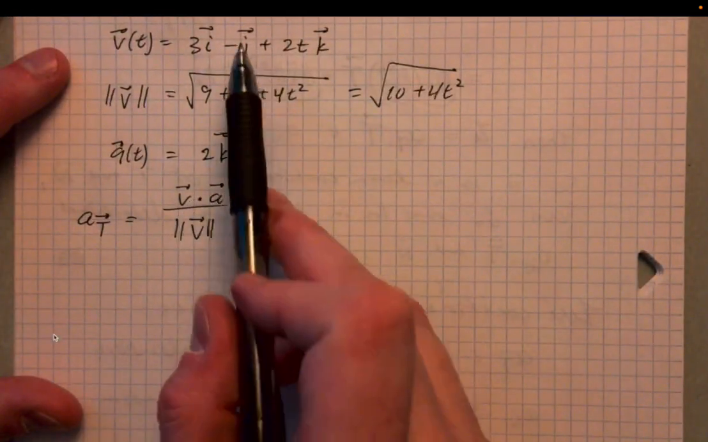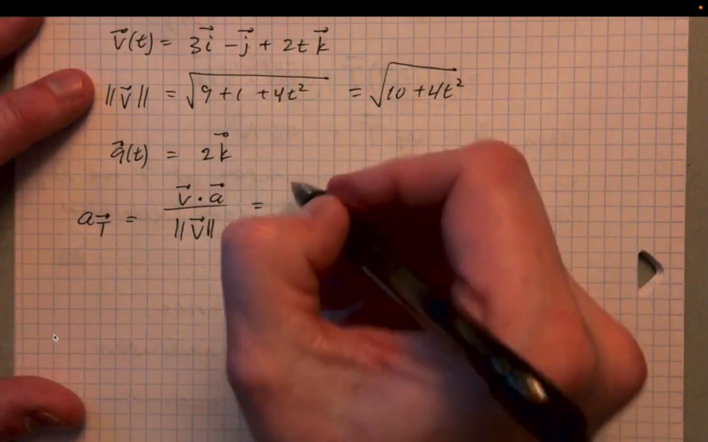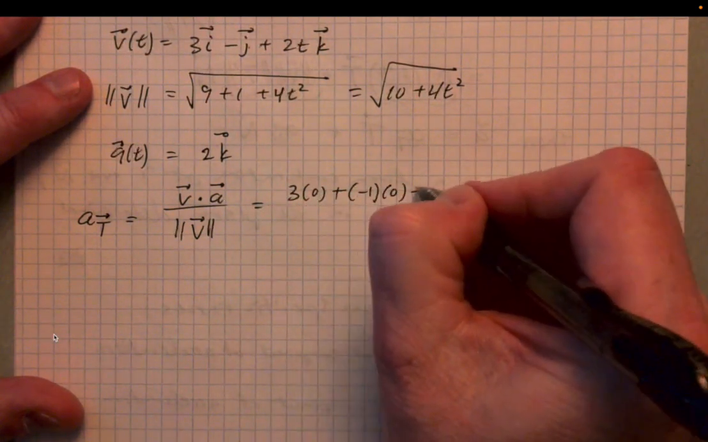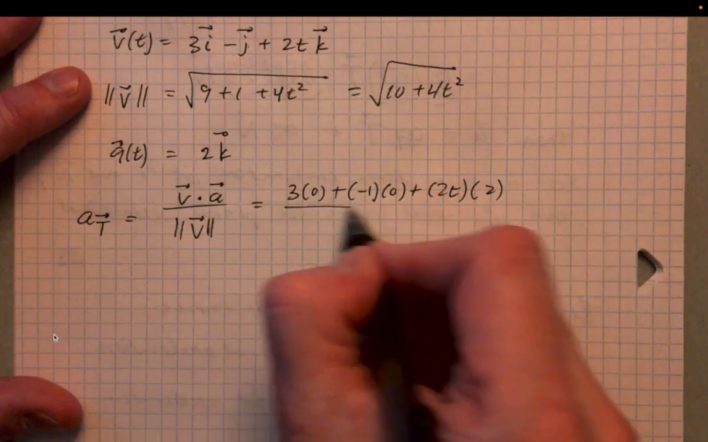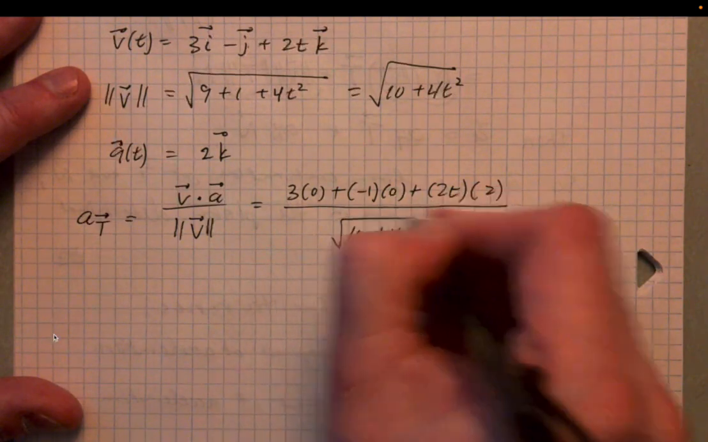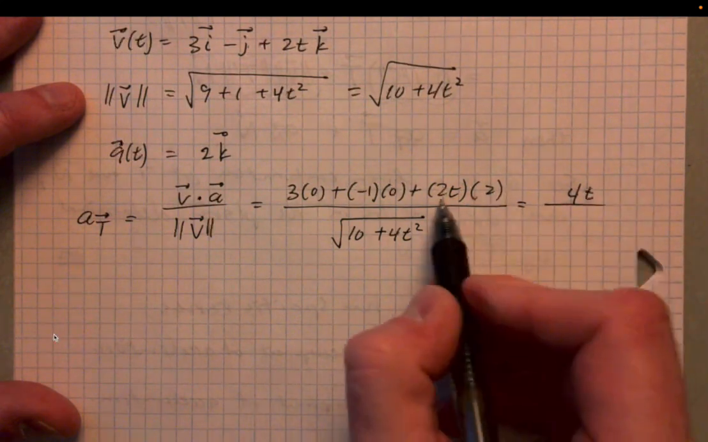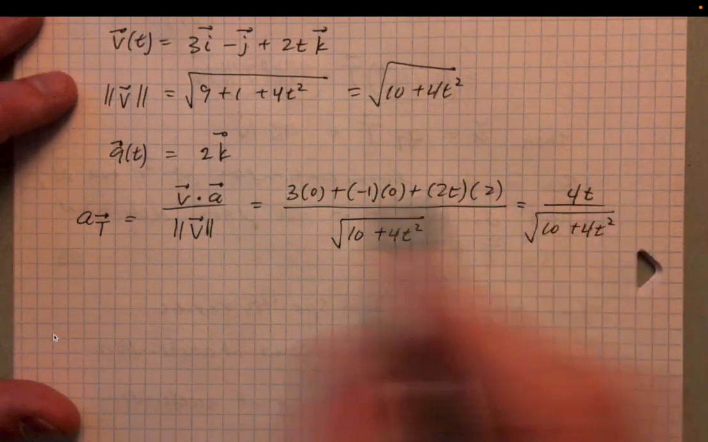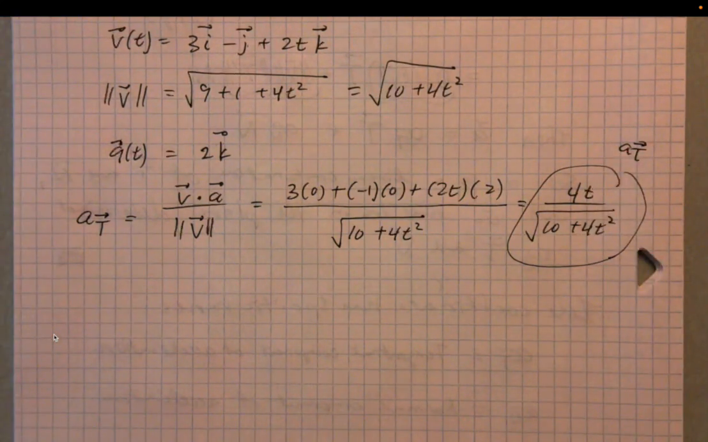So we've got v dot a, and we divide by the norm of v. That's going to be 3 times 0 plus -1 times 0 plus 2t times 2, all divided by the square root of 10 plus 4t². It looks like we get 4t over the square root of 10 plus 4t². Okay, so that's the tangential component, a_T.